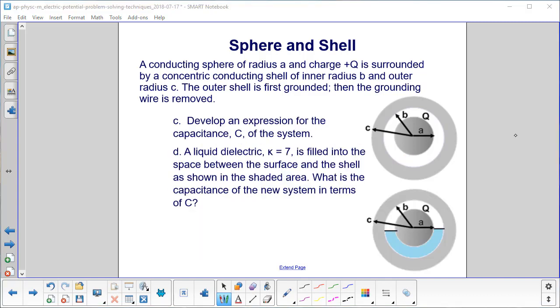Then develop an expression for the capacitance C of the system, and finally a liquid dielectric kappa equals 7 is filled into the space between the surface and the shell as shown in the shaded area. Here's our liquid dielectric in here. What is the capacitance of the new system in terms of the original C?